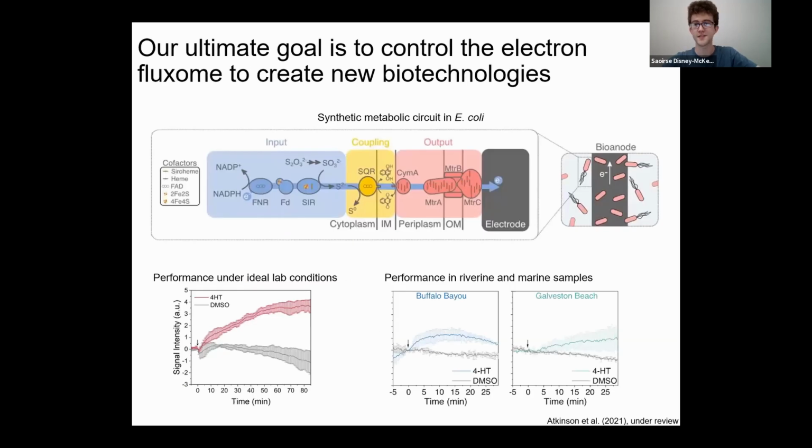And a recent study by a postdoc in our group, Josh Atkinson, did some really interesting engineering work with the Mtr complex from Shewanella in E. coli, where he basically used a variety of different electron transfer proteins from different species to rewire the electron fluxome to create a living bioelectronic sensor. And shown here is performance under ideal lab conditions, sensing 4-hydroxytamoxifen, which is a common inducer, an antibiotic, or actually an estrogen mimic.